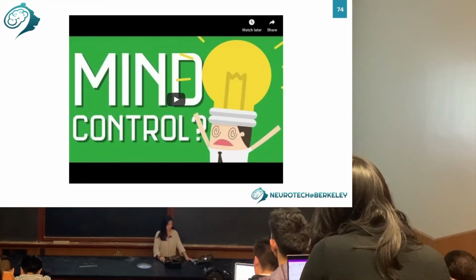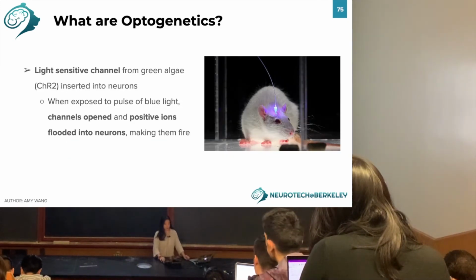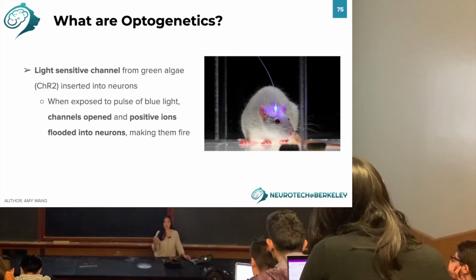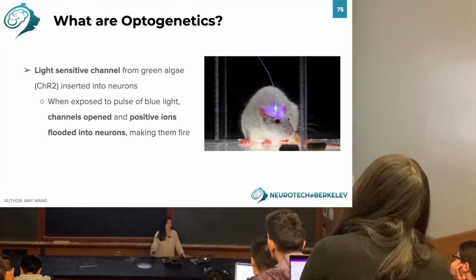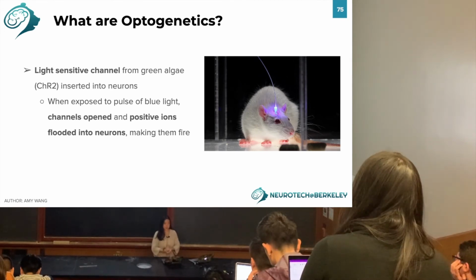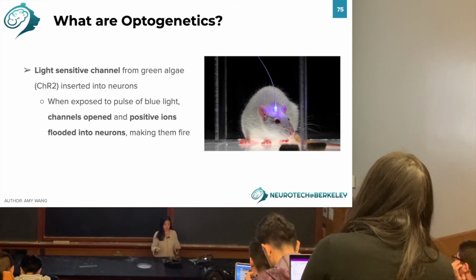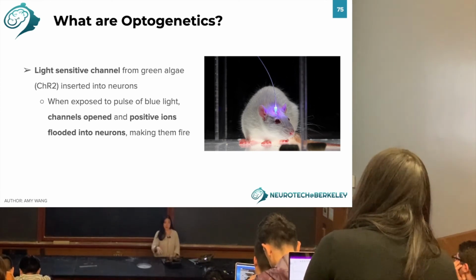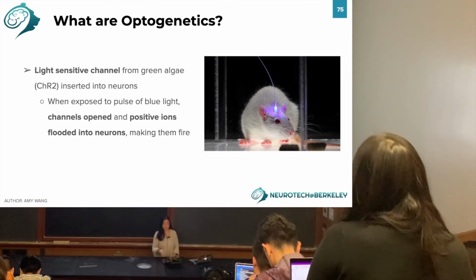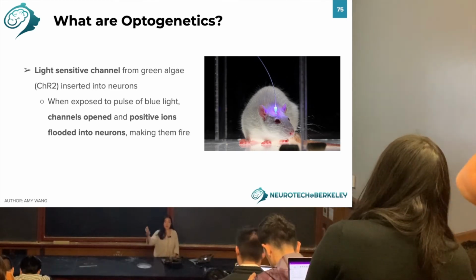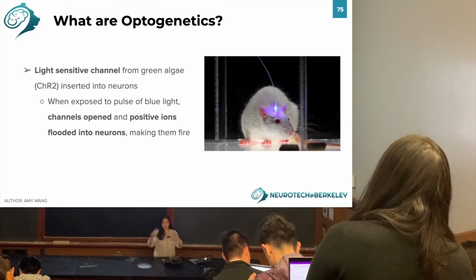But basically, this was started by a couple of researchers, or discovered from Stanford in 2005. Basically, what they did was they found a light-sensitive channel from green algae called channel rhodopsin 2, and they found that this channel, when exposed to light, would open and let things flow through.